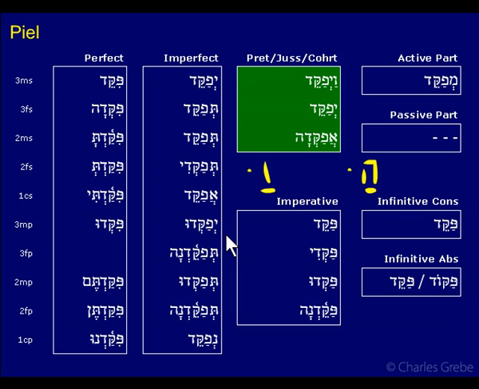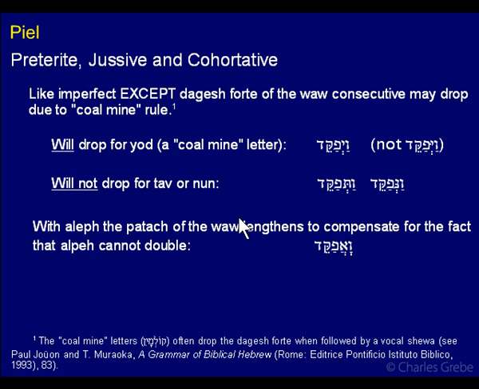Vayechazekum. It's also a weak verb and it has a pronominal suffix on it. So they really do drop in all the other cases. I think I say that here. The dagesh forte will drop for the yud. So it will be this, not this. Okay, you won't see that dagesh there.